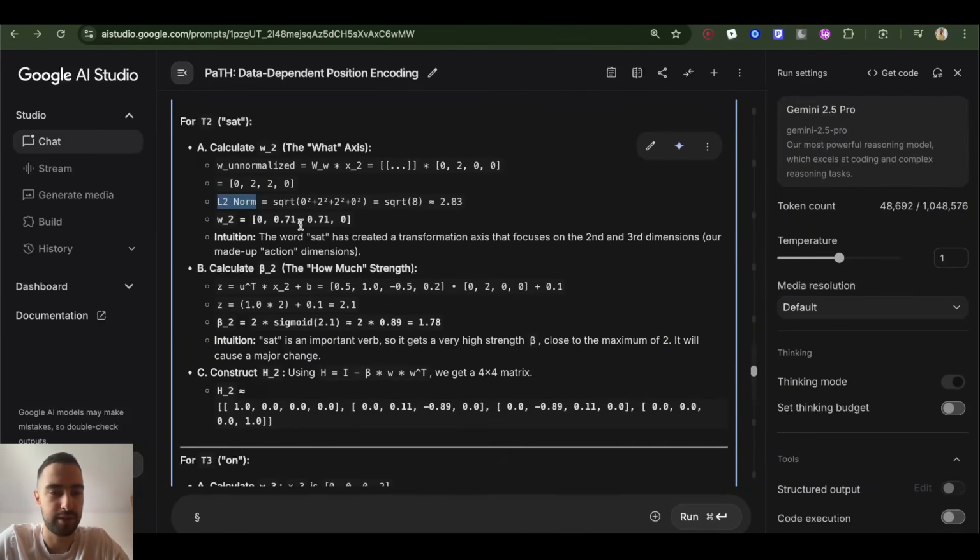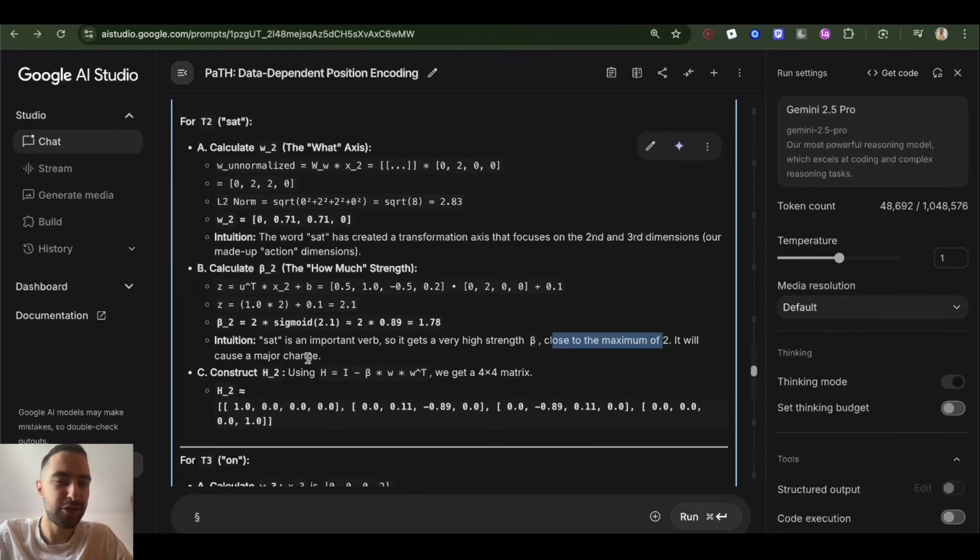That's not important. The intuition here: the word set has created a transformation axis, which is going to be this, that focuses on the second and third dimension, our made-up action dimensions. So we suppose that second and third are about actions. Then other dimensions are not important. They are 0. Then calculate beta, which is how much the strength. So the intuition behind beta is that set is an important word, so it gets a very high strength beta, close to the maximum of 2, which is 1.78 right now. It will cause a major change.